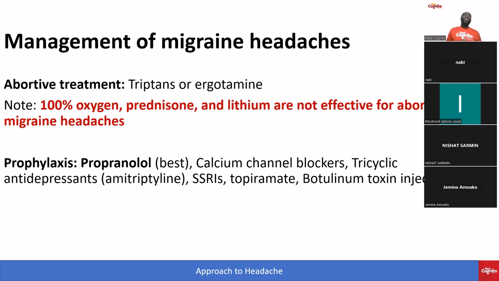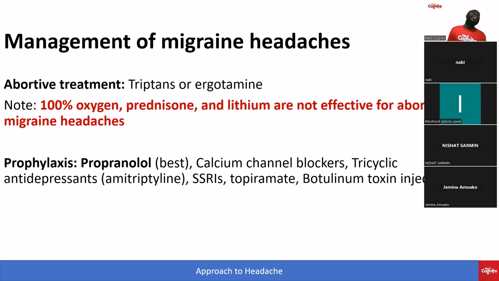And what are the medications we can give for prophylaxis? Propranolol. But if you give propranolol, what is one side effect you should tell the patient? Libido. Tachycardia. Hypotension, and libido. Bradycardia. Hypotension, bradycardia.